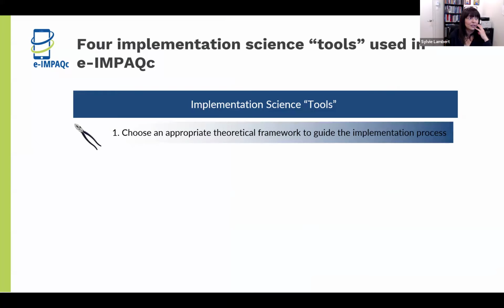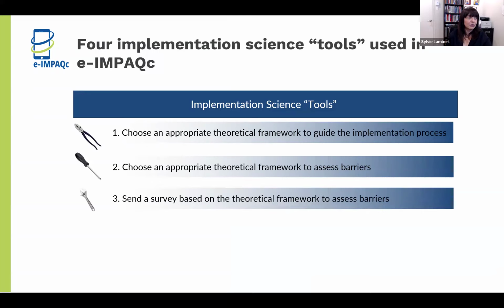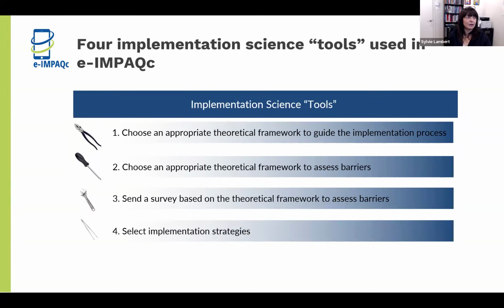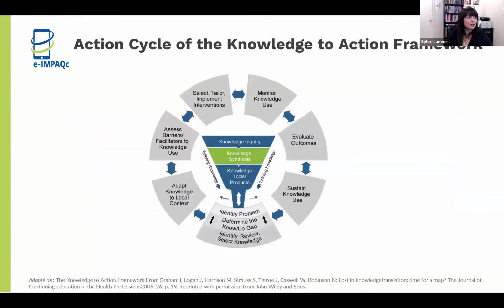The implementation tools I wanted to introduce to you today are: choosing an appropriate theoretical framework to guide the implementation science process, choosing a framework to assess barriers (you'll see that initially our assessment of barriers wasn't very thorough), and sending a survey based on a theoretical framework to assess barriers and select implementation strategies. I'll quickly go over each one of these, and I'm happy to answer questions or follow up with anybody who is interested. So in terms of an implementation science framework, this is, again, an oldie but a goodie.